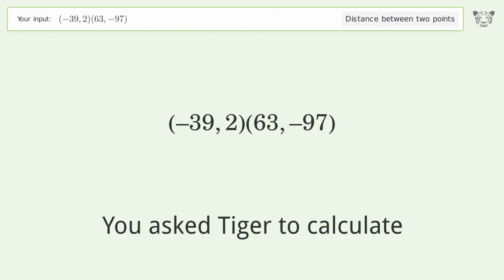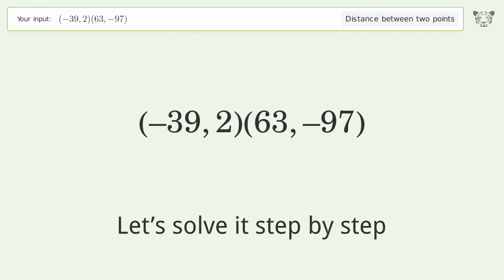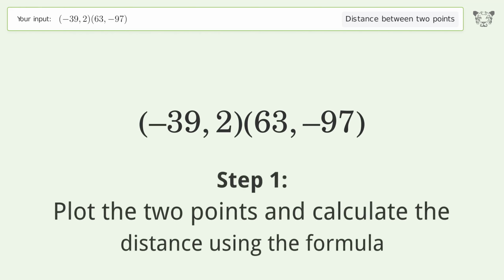You ask Tiger to calculate. This deals with the distance between 2 points. The distance between the 2 points is the square root of 20,205, or 142.144. Let's solve it step by step. Plot the 2 points and calculate the distance using the formula.